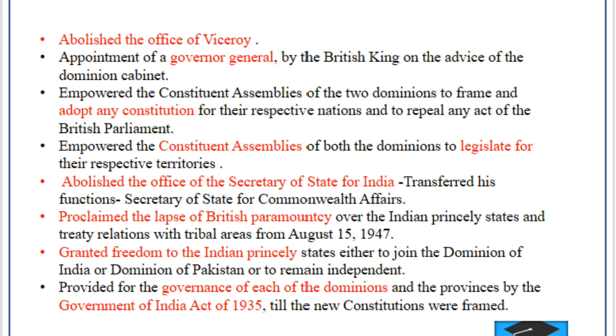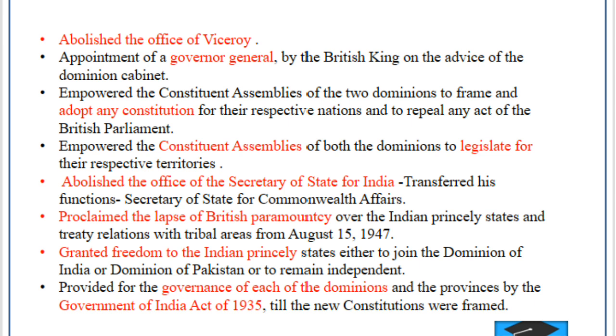This act also proclaimed the lapse of British paramountcy over the Indian princely states and treaty relations with tribal areas from August 15, 1947. This act granted freedom to the Indian princely states. They were given freedom either to join the Dominion of India or the Dominion of Pakistan or to remain independent.